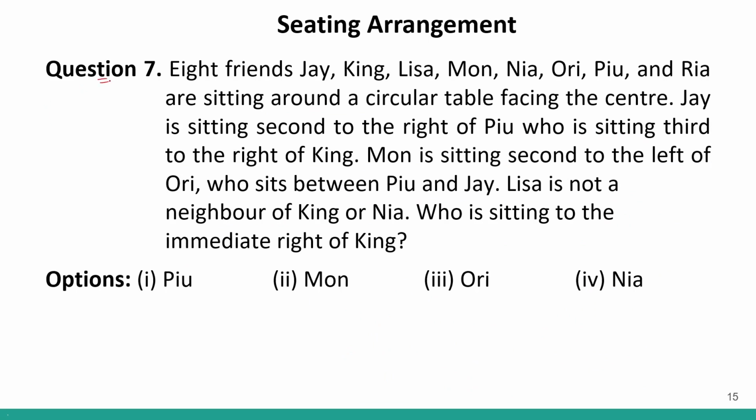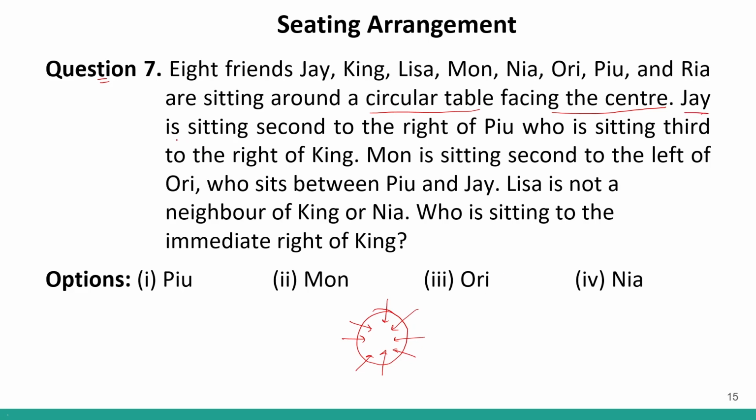Moving on to question number 7. Question number 7 says 8 friends are there: Jay, King, Lisa, Mon, Nia, Ori, Piyu and Ria are sitting around a circular table facing the center. So, 8 friends facing the center, positions 1, 2, 3, 4, 5, 6, 7 and 8. Okay.